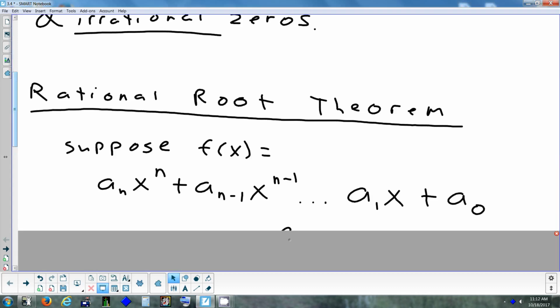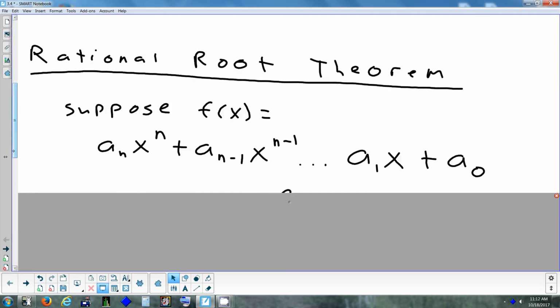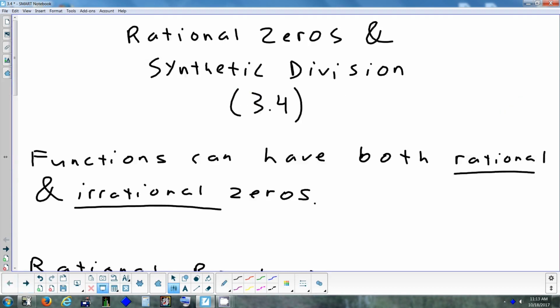So suppose we had some polynomial. When we actually do a problem, it'll be something like 10x to the fifth minus 3x squared plus x minus 6. But for now, I'm just representing that generically. So we have some polynomial, and what we're going to focus on is that and that. If we were doing an actual problem, you'd be focusing on the number 10 and the number negative 6. Or positive 6. It doesn't really matter.